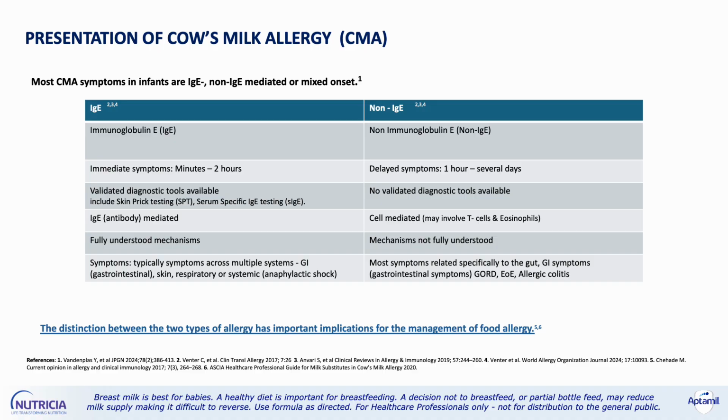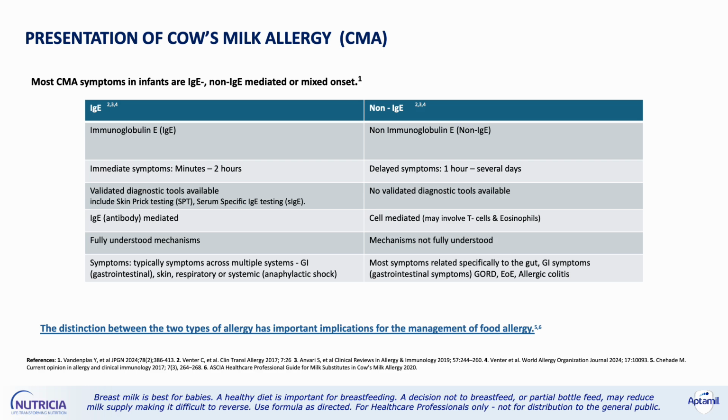IgE-mediated reactions occur quickly, usually within minutes to 2 hours after ingestion, and can affect multiple organ systems, including the skin, gastrointestinal tract, respiratory system, or even result in anaphylaxis. IgE-mediated cow's milk allergy has validated diagnostic tools, including skin prick testing, serum-specific IgE testing, and oral food challenges, which are gold standard. These should be interpreted alongside clinical history.